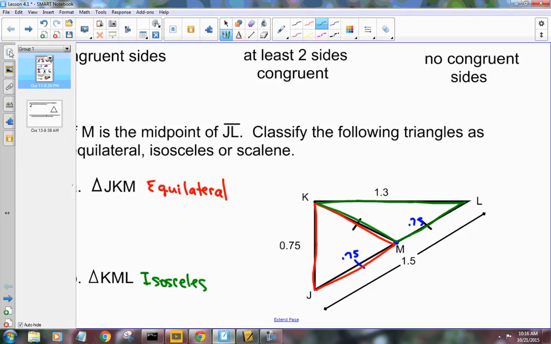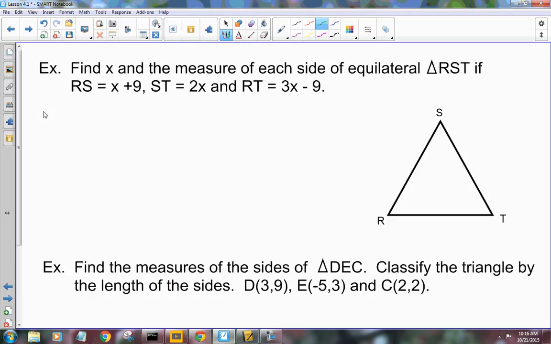All right, let's go to the next page. It says find x and the measure of each side of equilateral triangle RST. Now it says it's equilateral, so that means that all three of these sides are equal. It says that RS is x plus 9, ST is 2x, and RT is 3x minus 9. So we need to find x and the measure of each side. What am I going to do to figure out x?